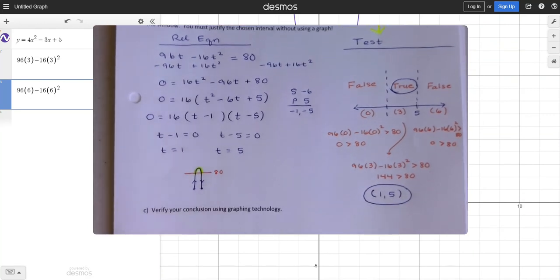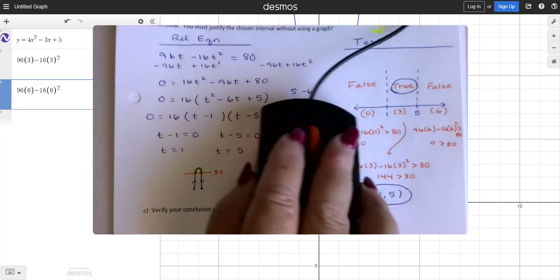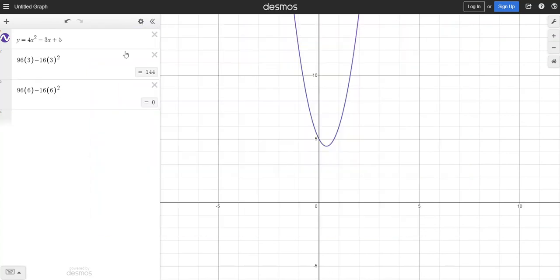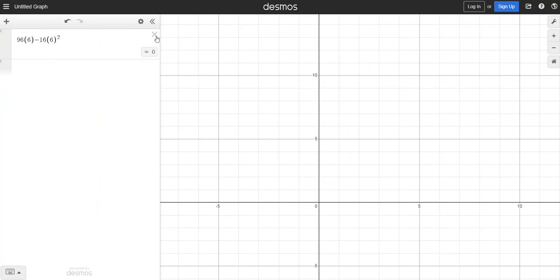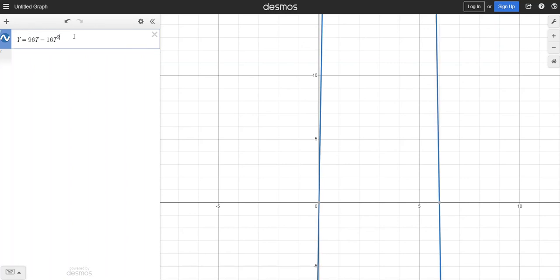All right, and then part C says verify that conclusion using a graph. Let's see. I'm going to go ahead and do this one the way it was written. I kind of did forget to bring the 80 over and make it greater than 0, so I'm going to show this to you two ways. I could actually use it the way it's written. I could go ahead and put in my y equals 96t minus 16t squared.